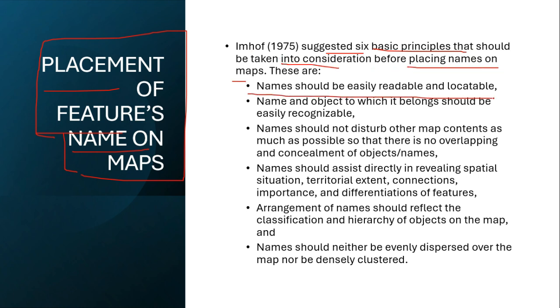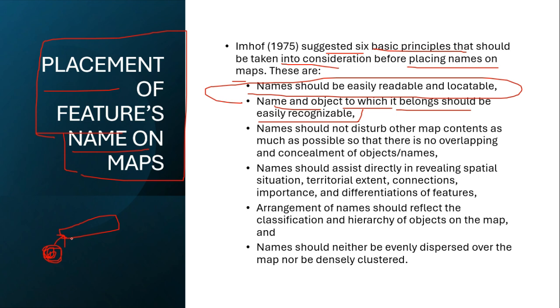Names should be easily readable and locatable. On map, names and objects to which it belongs should be easily recognizable. Like if you are labeling any point, so name should be near to this point so people really recognize that you are telling the name for this point. Name should not disturb other map contents as much as possible so that there is no overlapping and concealment of object name. If you are labeling different features and their name, so you should keep in mind this point that name should not overlap each other.